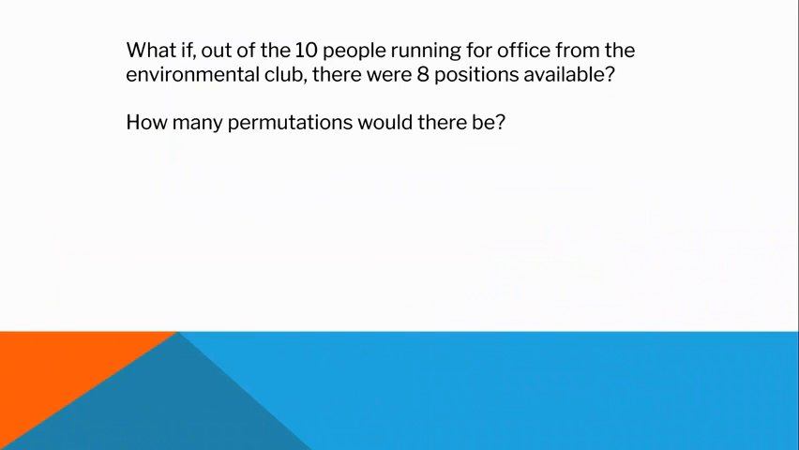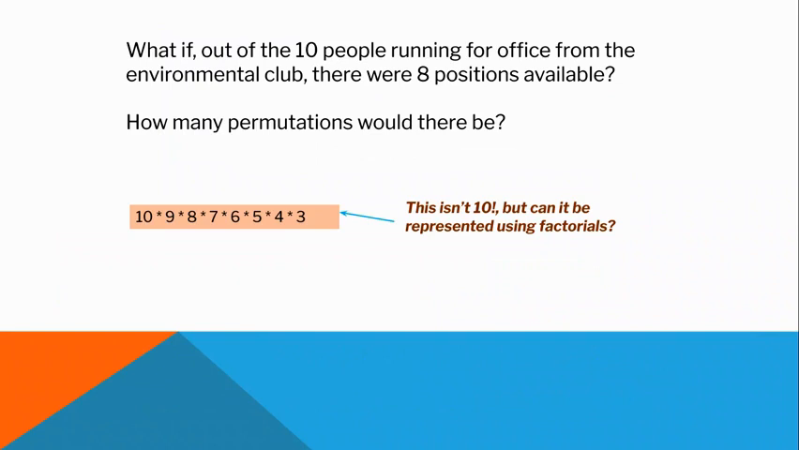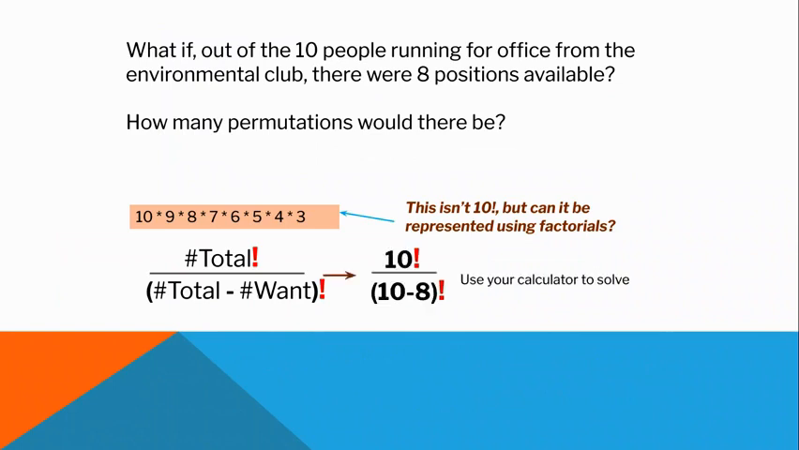That's not a lot of multiplying, but some of these do end up with longer multiplications, and there is a way to do that that's shorter. What if out of the 10 people running for office, there would be 8 positions available? 10 times 9, 8, 7, 6, 5, 4, 3. That's a lot. It's not 10 factorial, but we have a formula for that. It's the number of total, which is the 10 factorial, divided by the total minus how many we want. So in this case, that would be 10 minus 8.